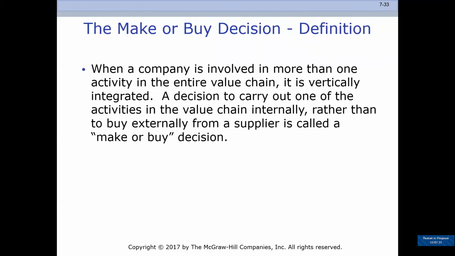So the definition, when a company is involved in more than one activity in the entire value chain, it is vertically integrated. Like if you have an automobile manufacturer, wouldn't it be nice to have your own steel mill? So you could have a supply of steel, make it the way you want. Why not have a mine so that you can produce the steel? You have whatever steel is made of, iron ore, and then some other ingredients, coal and stuff. What if you had a bauxite mine?